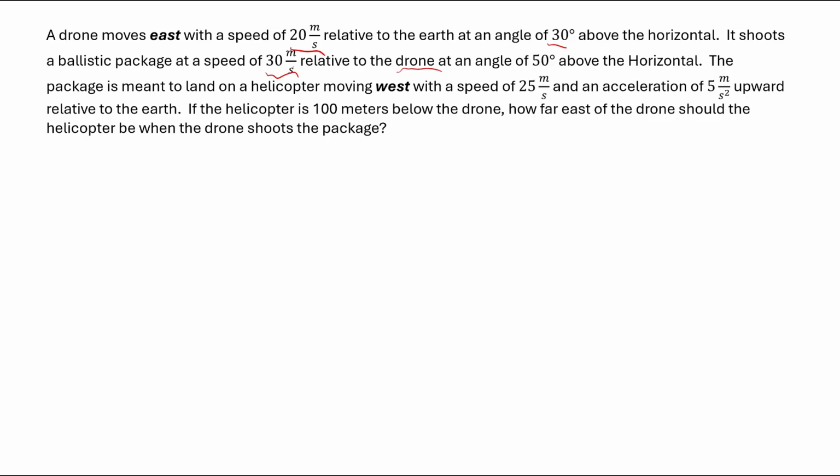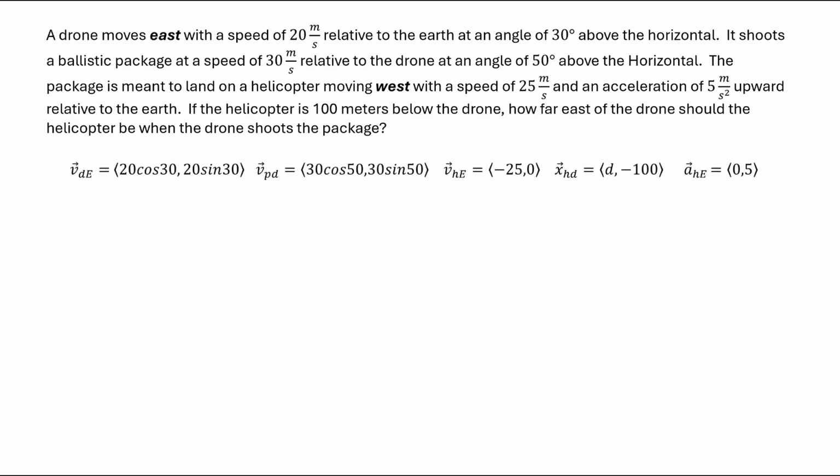So I took the same problem and I just put some numbers in, and I want to show you it all over again. Okay, so what are we given? We're given the velocity of the drone relative to the Earth. We're given the velocity of the package relative to the drone, the velocity of the helicopter. We're given the position of the helicopter relative to the drone. And here I was a good boy and I put in acceleration of the helicopter relative to the Earth. I'll do a little bit of calculator work here for you. This is what my actual vectors look like.